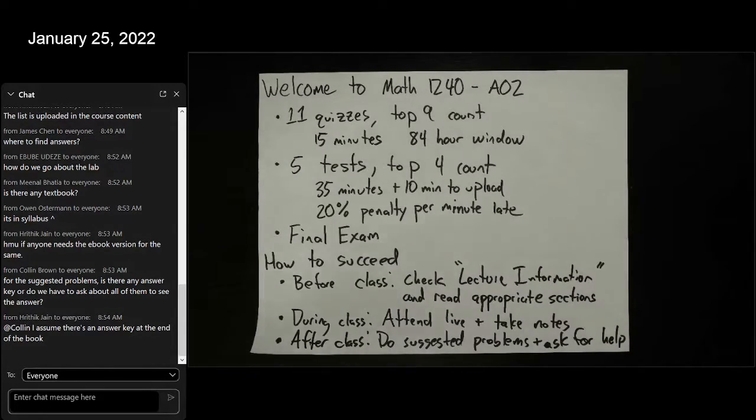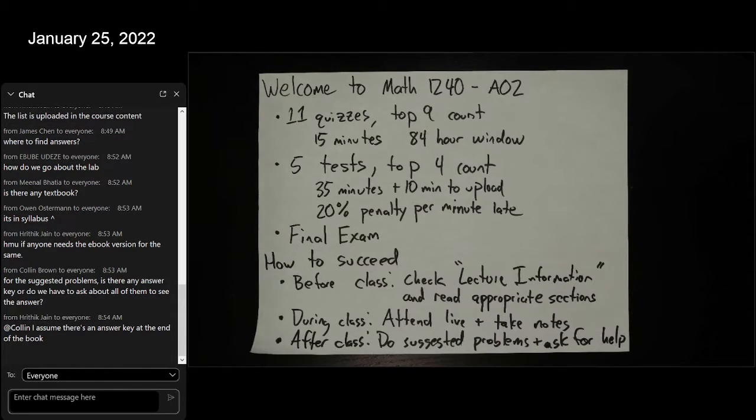For the suggested problems, is there any answer key? So no, there is no answer key. As far as I'm aware, I don't have an answer key. If there is one, I'd be interested in it. But the idea is that you do a problem and you know you're right because you have solved the problem. We'll talk a little bit more about that in a second.